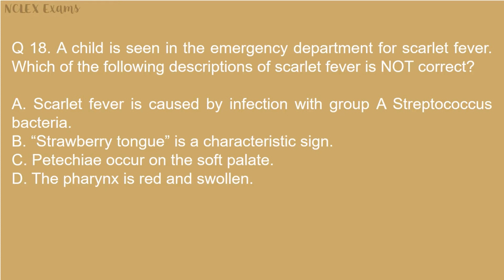Question 18. A child is seen in the emergency department for scarlet fever. Which of the following descriptions of scarlet fever is not correct? A. Scarlet fever is caused by infection with group A Streptococcus bacteria. B. Strawberry tongue is a characteristic sign. C. Petechiae occur on the soft palate. D. The pharynx is red and swollen.